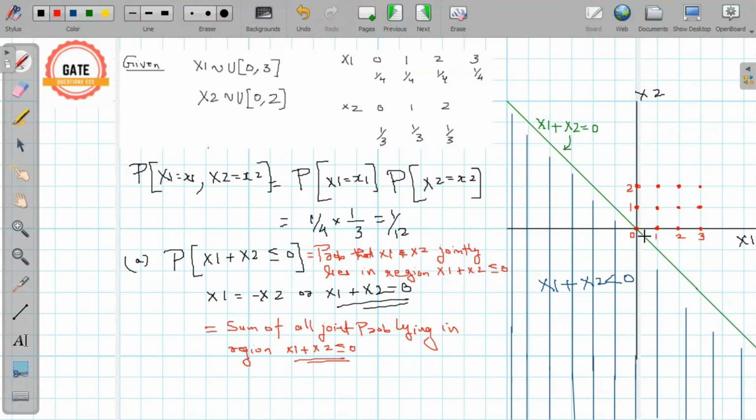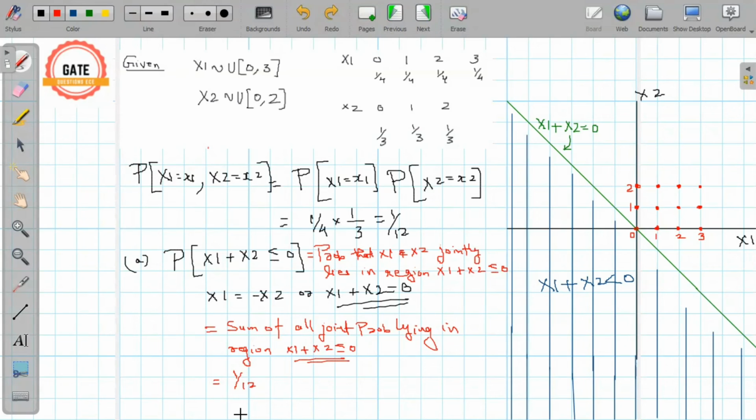So we can see here that out of all these points, there is only one point that is lying in our desired region, x1 plus x2 is less than or equal to 0. As there is only one point lying here, which is lying on this line, and no point is lying in this blue region, this probability will be directly equal to the joint probability of this point. So the joint probability of this point is 1 by 12.